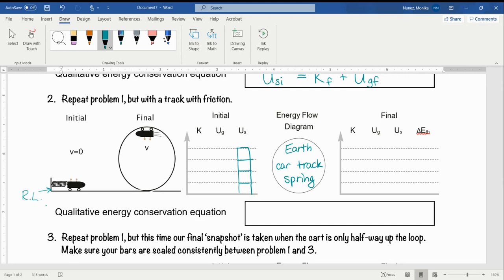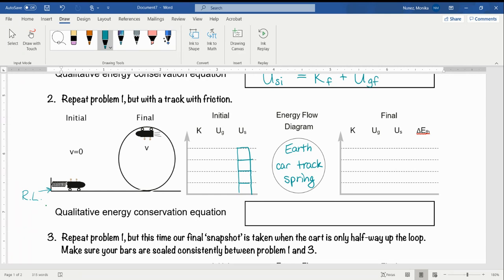The part that's different is going to be our final energy. We still have kinetic energy. We still have gravitational potential energy. We still do not have elastic potential energy. But this time we are going to have a change in thermal energy because we know that friction creates heat. We still only have those 4 blocks to begin with because it's the same initial scenario. And so we have 4 blocks to distribute among 3 types of energy here.